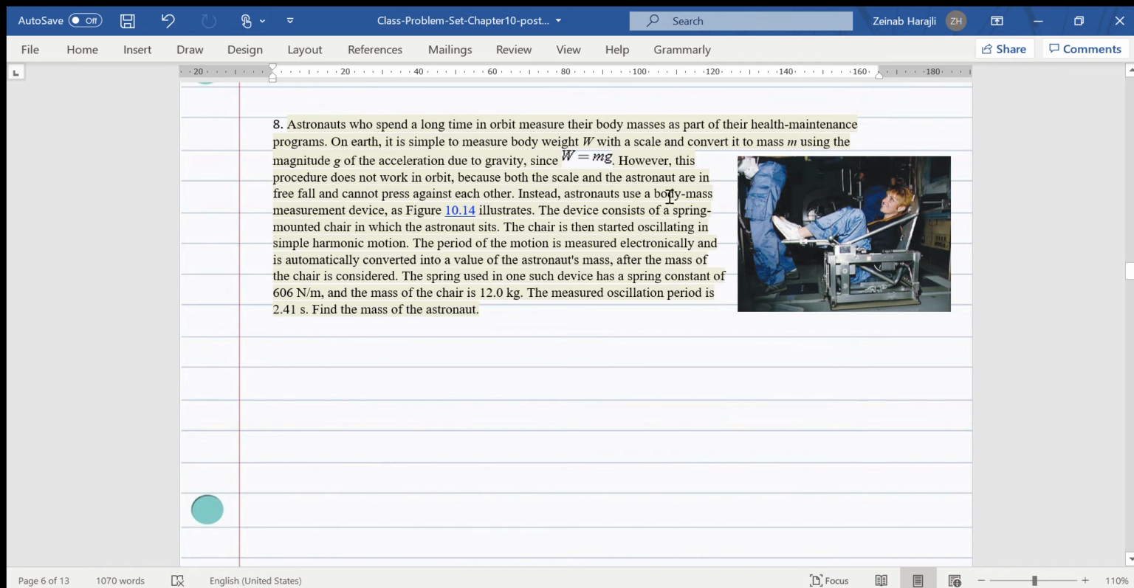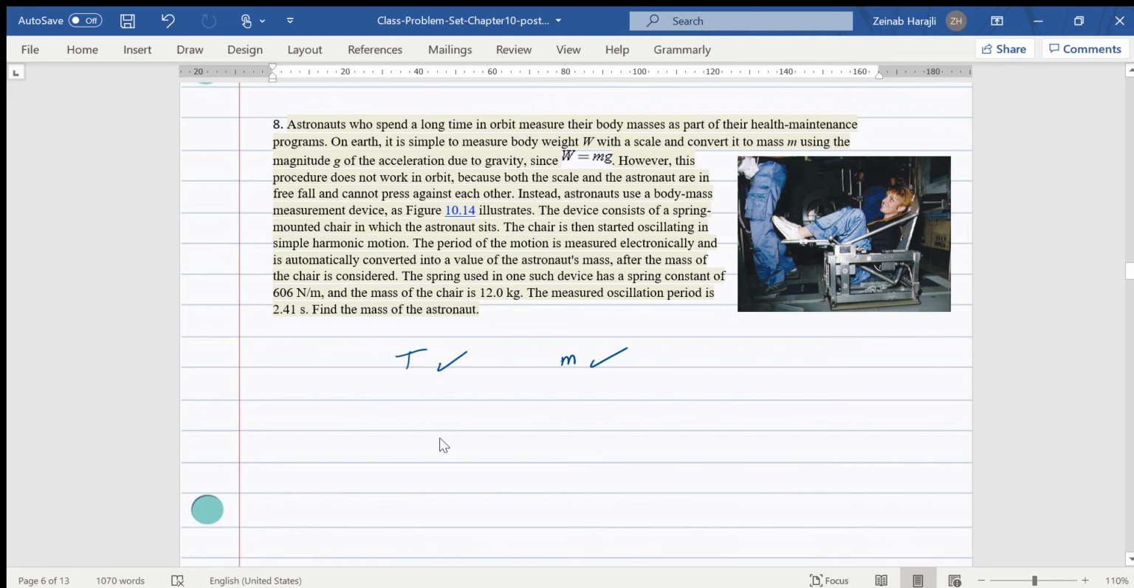So the astronauts use instead a body mass measurement device shown in this figure here. It's made of a spring-mounted chair in which the astronaut sits. The chair starts oscillating in simple harmonic motion, and we measure the period. And then this is converted to get the mass. How do we do this?